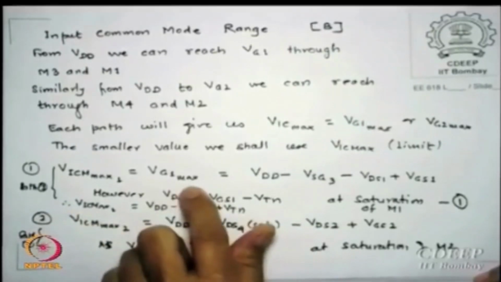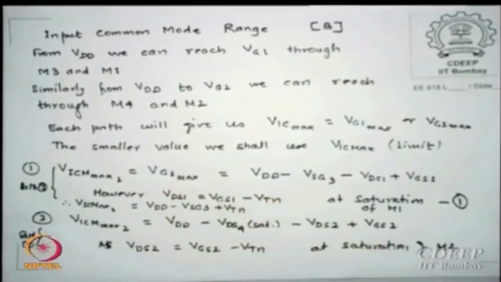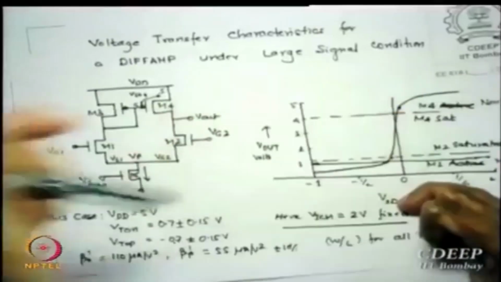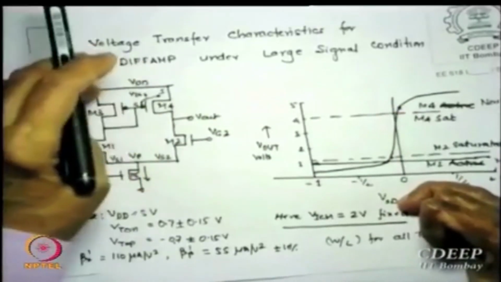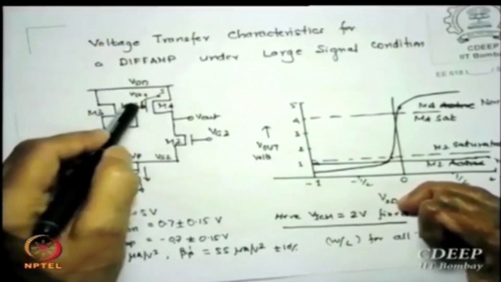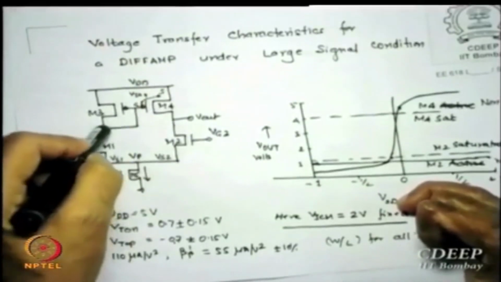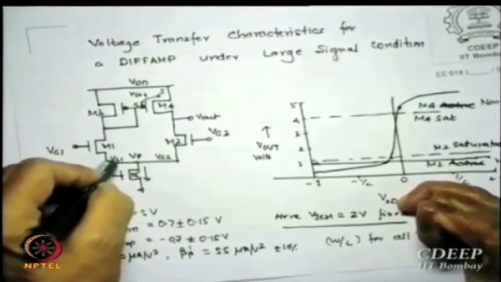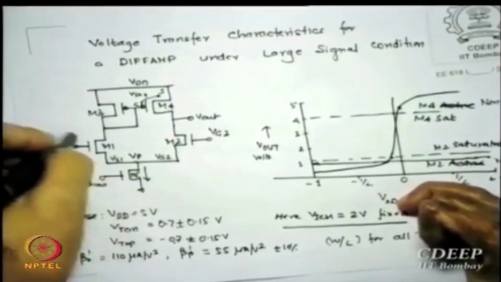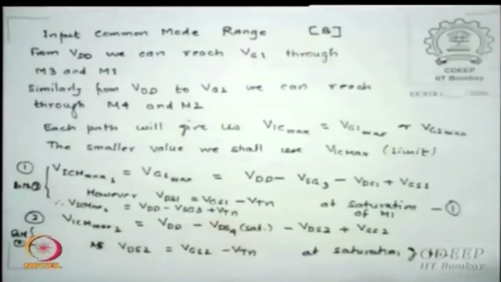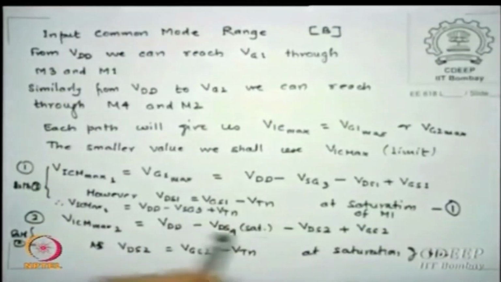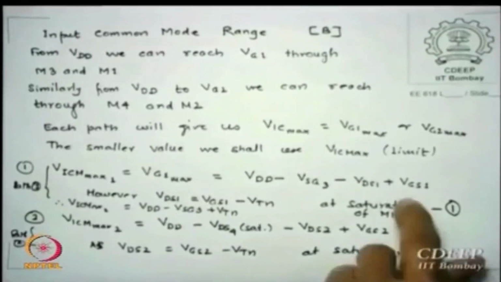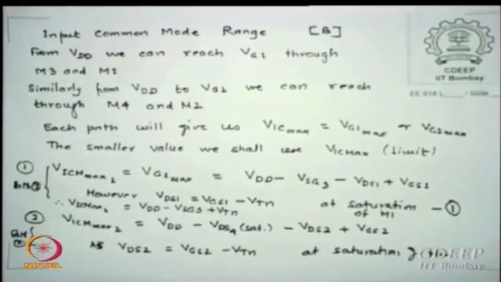So it is VG1 max. How much is VG1 from the figure? This value minus this value, so you reach here, okay, minus this value, okay. Not minus, why, you are climbing up, so it is minus minus, that is plus. So VDD minus VSG3 minus VDS1 plus VGS1 is VG1 max.